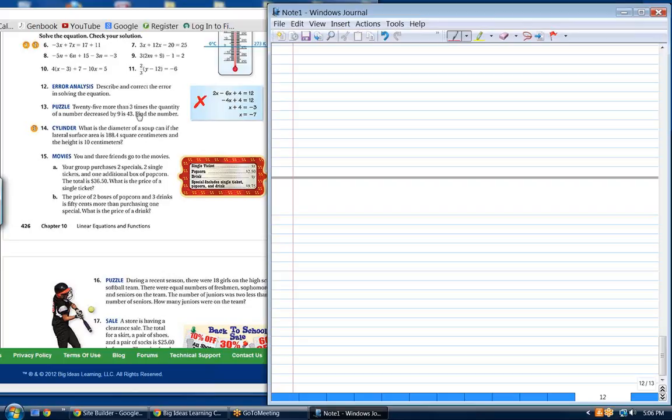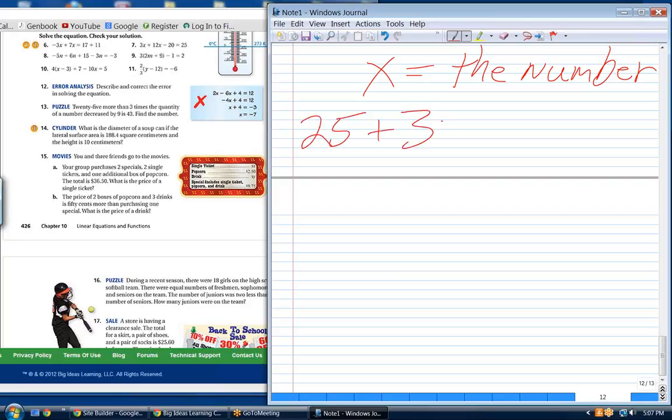Okay, and always go to the last thing they ask. Find the number. X equals the number that we're looking for. Now it becomes much easier to write an equation. What's our equation? So, 25 plus 3x minus 9 equals 43. Very good.